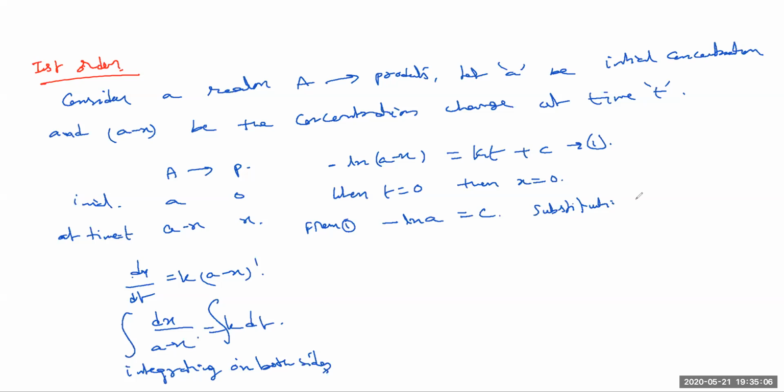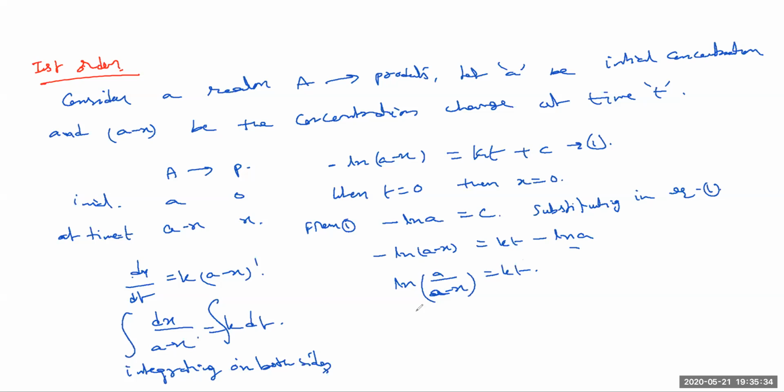Substituting in equation 1. What is the formula? Minus ln(a minus x) is equal to kt minus ln a. This ln a, bring to this side: log a minus log (a minus x) in the form of a division, that is ln of a by (a minus x). Okay, a by (a minus x) is equal to kt.